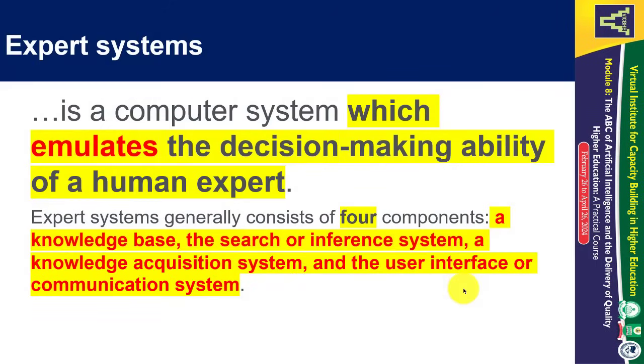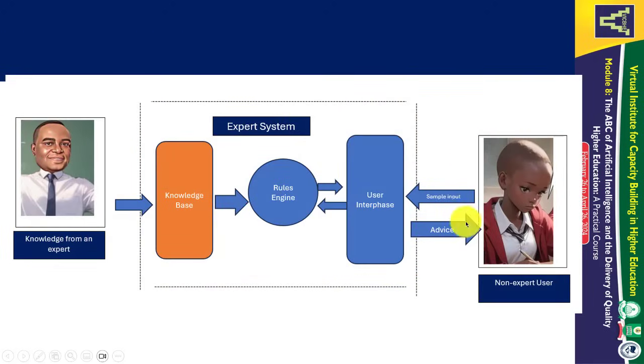Expert systems. What's an expert system? An expert system is a computer system that mimics or emulates the decision-making ability of a human expert. It has a number of components, which we are going to see now. What are the components of this expert system? It has a knowledge base.